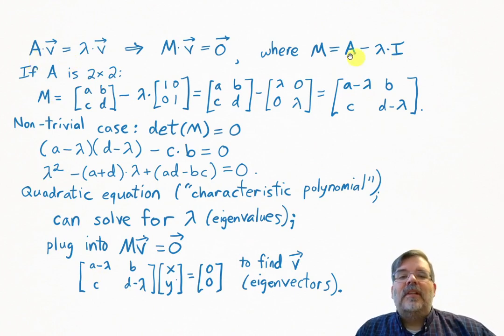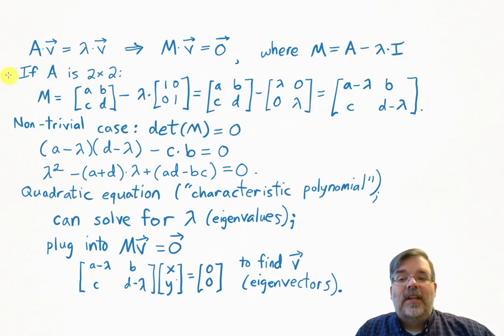So from the previous slide, I'm just copying over some of that. We started out with the equation A times V equals lambda times V. We rewrote that to get the equation M times V equals 0, where M was defined to be A minus lambda times the identity matrix.